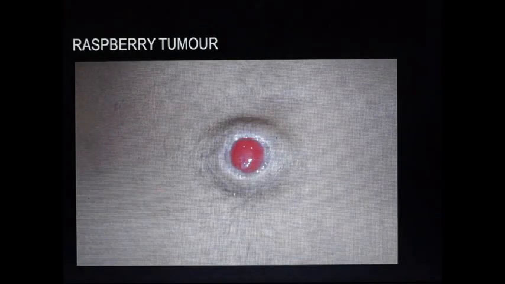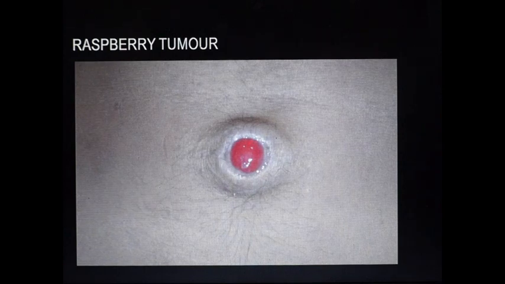This is another condition which is called raspberry tumor. Raspberry tumor is also associated with the development of the vitelline duct. If the distal part of the vitelline duct is persistent while the proximal part is closed, then it may project out of the umbilicus like a red raspberry, which is called raspberry tumor.